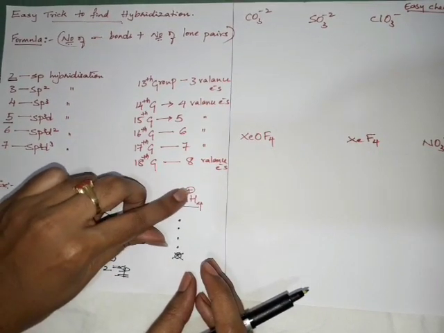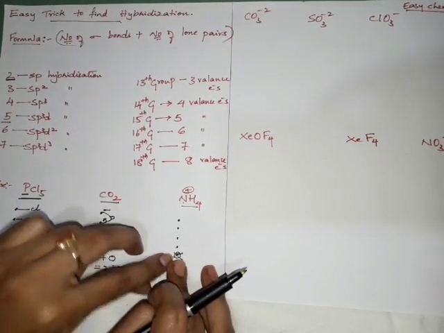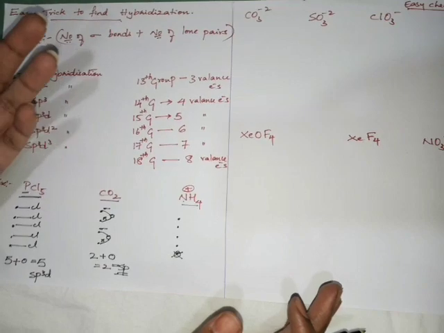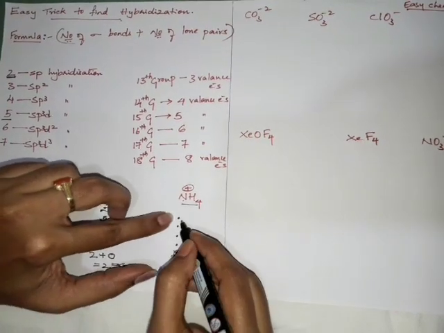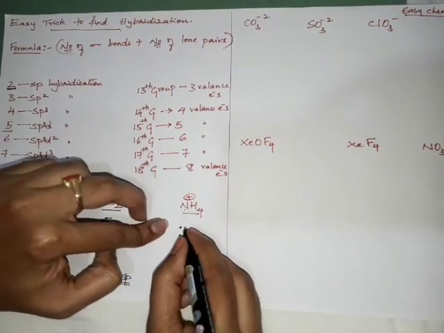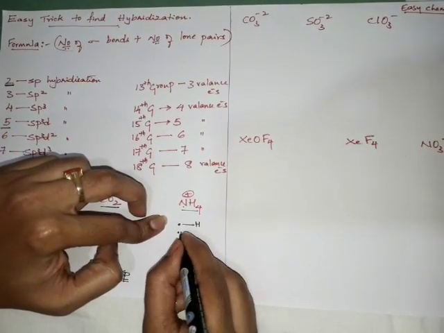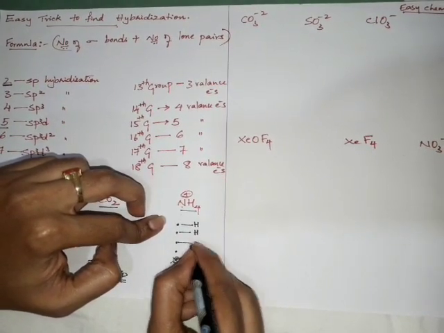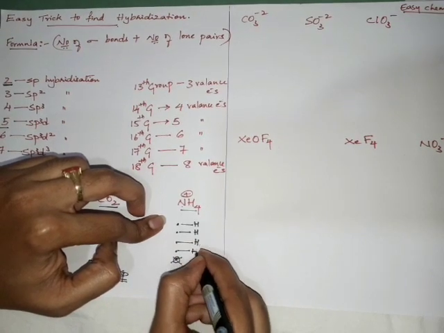Okay, if plus is there, subtract the electron. If minus is there, go on adding the electrons. So now you have 4 electrons left out, and you have 4 hydrogen. Each hydrogen is taking up 1 electron. So you have 4 hydrogens like this.